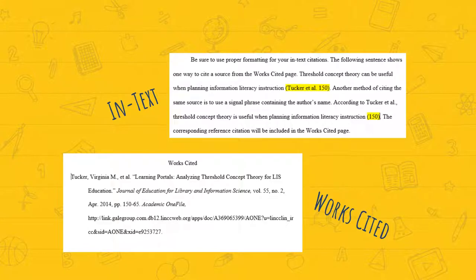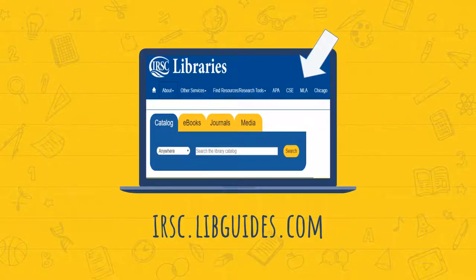All research requires that we use citations both in the text of your paper to indicate where you have used information from the research you found, as well as at the end of your paper in the Works Cited list. The librarians at IRSC can help you to do this, and we have instructions on the library website for all citation styles used at the college.